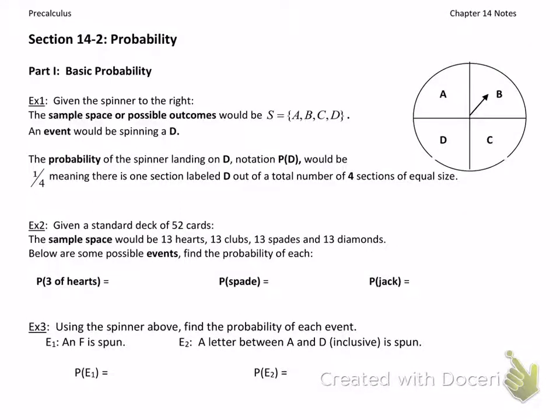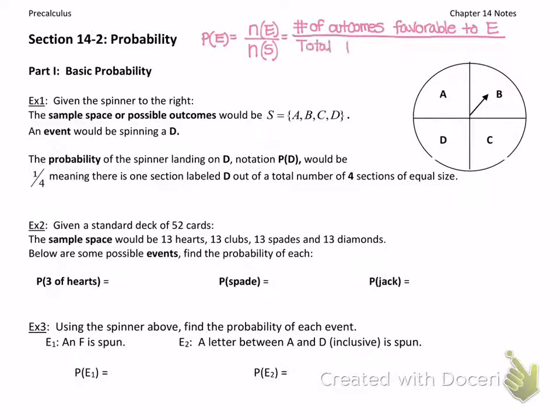Section 14.2, Probability. Something to note is that the probability of event E happening is equal to the number of outcomes of the event E over the number of outcomes in the sample space. So this basically relates to the number of outcomes favorable to event E divided by the total number of possible outcomes. In shorthand, part over whole.